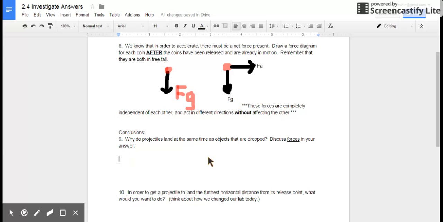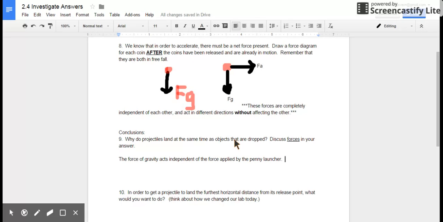So number 9 says, why do projectiles land at the same time as objects that are dropped? Discuss forces in your answer. The answer to that is because the force of gravity acts independent of the force applied by the penny launcher. Because this is the case, this means that the acceleration due to gravity acting down on the projectile is going to cause the penny to fall down at the exact same rate as the penny that is just in free fall. However, the reason that it goes horizontally is because there's that applied force acting horizontally.